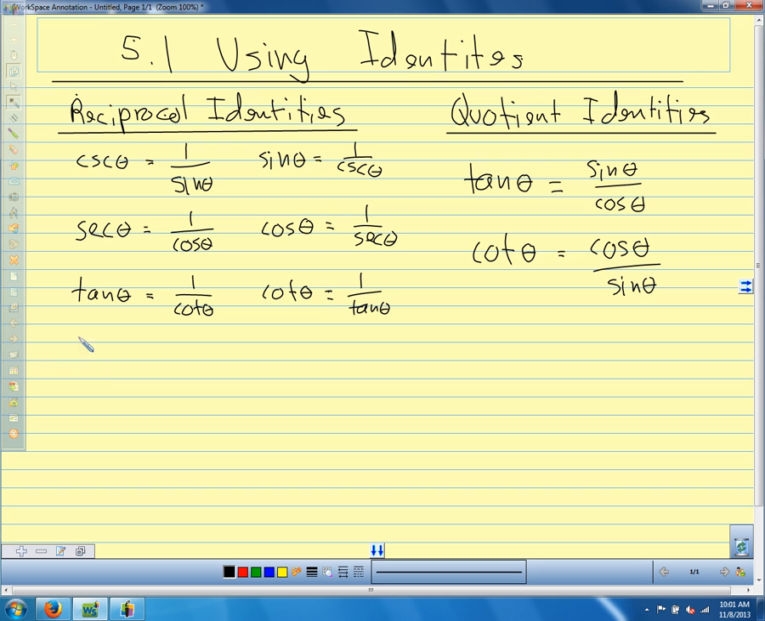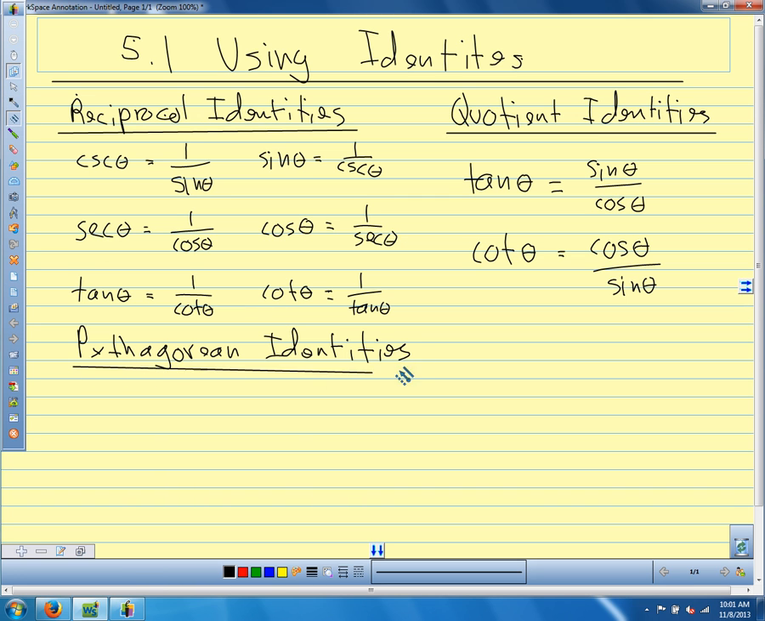And then the Pythagorean identities. We said there was one main Pythagorean identity, and the rest really come from that one. So what's our main Pythagorean identity? Sine squared theta plus cosine squared theta equals 1. That's our main Pythagorean identity. We talked about it in a couple of ways, coming from the unit circle. This is the equation of the unit circle, and we talked about it in terms of the Pythagorean theorem. They're both really the same thing.